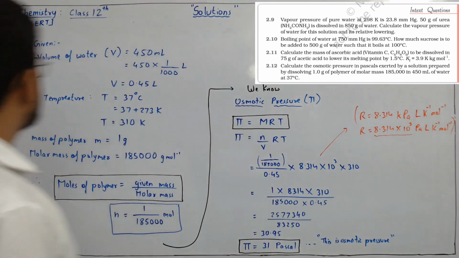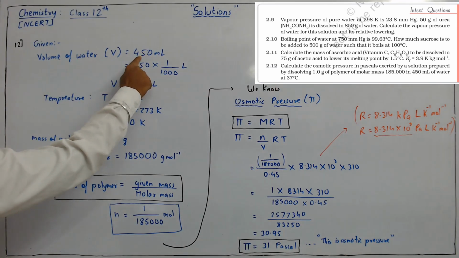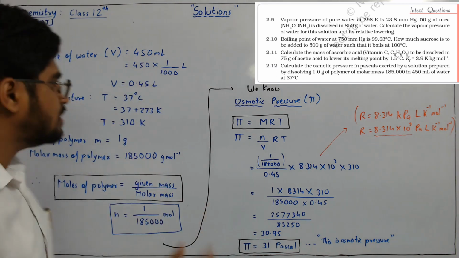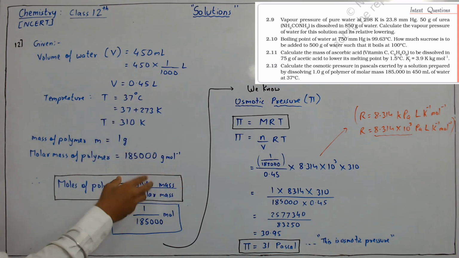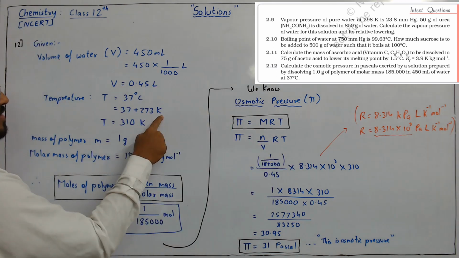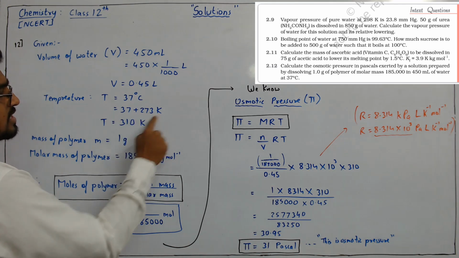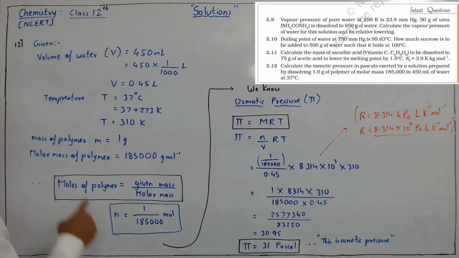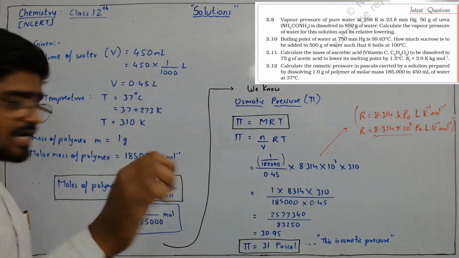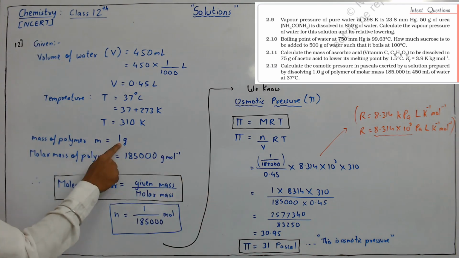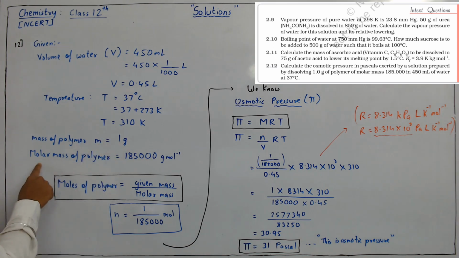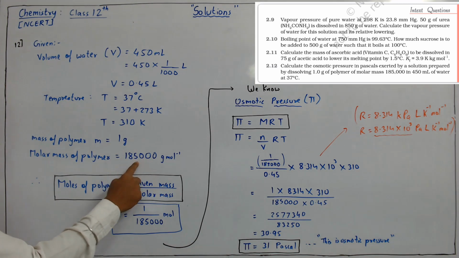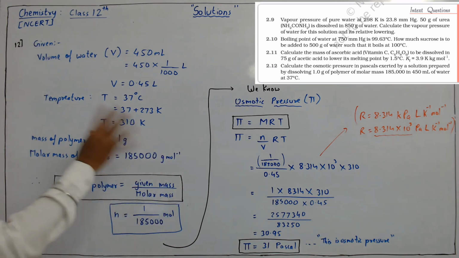So what is given? Volume of water 450 ml, which means 0.45 liter. Temperature, at what temperature is this going on? 35 degrees Celsius, and you know that for putting values we need to convert into Kelvin. So degree Celsius to Kelvin, plus 273. So how much temperature did you get? 310 Kelvin. Then the mass of the polymer which is added is given. How much? 1 gram. And the molar mass of the polymer is also given. How much? 15000 gram per mole. Everything is given.